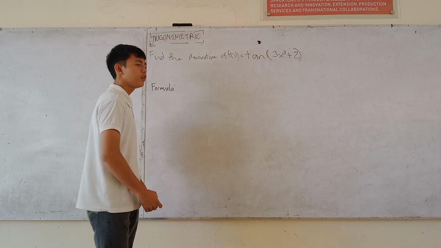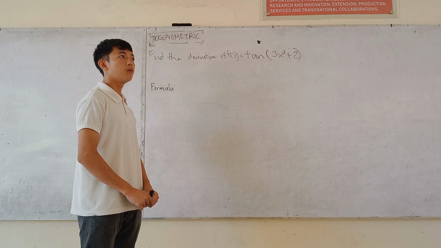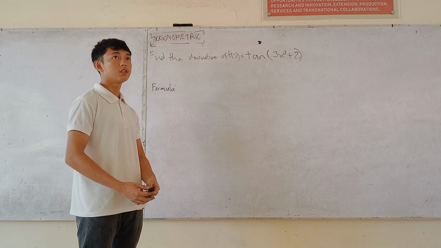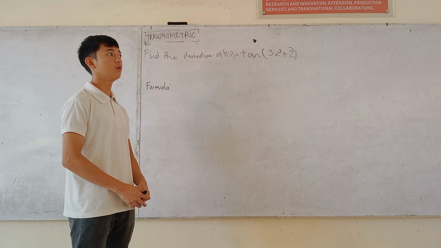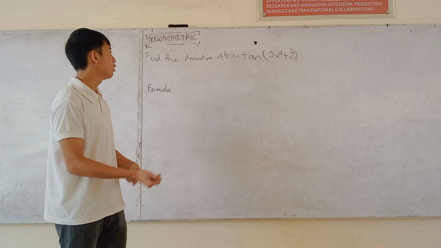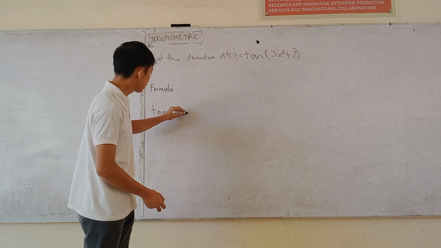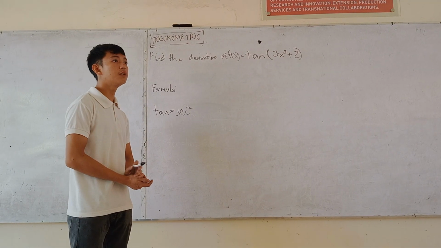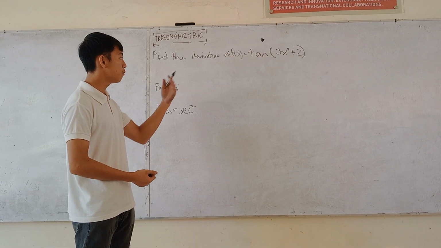So first of all, in trigonometry, every identity when derived will become a different identity. Just like how sin will become cos, or how cos will become negative sin, tan here will become secant squared. As such, our formula will be different depending on the identities. So here we have tan.